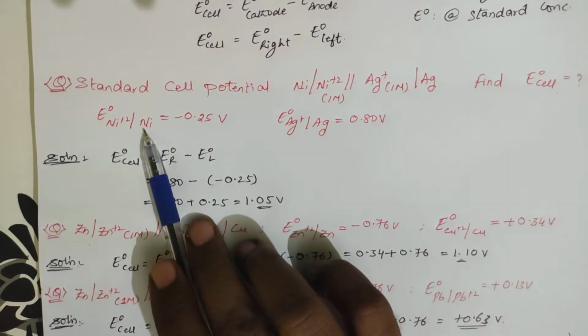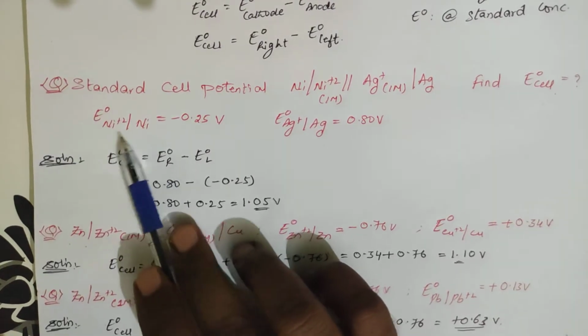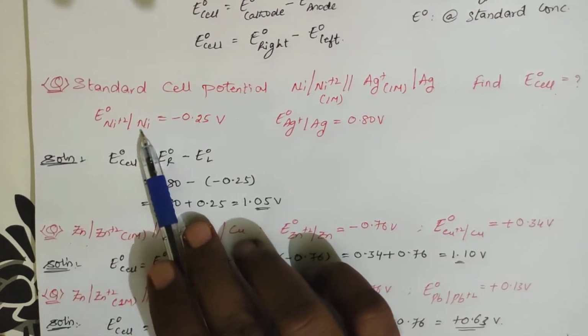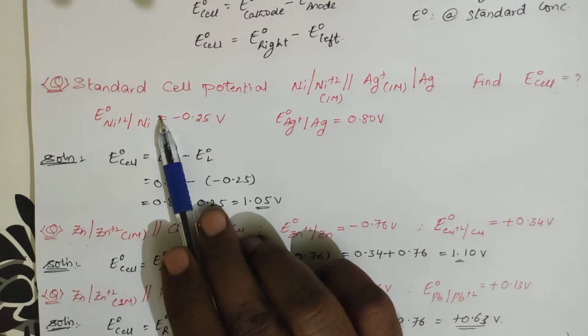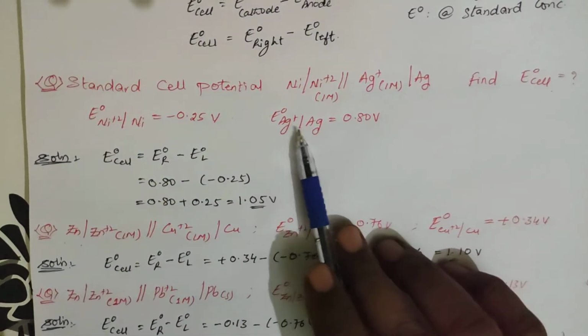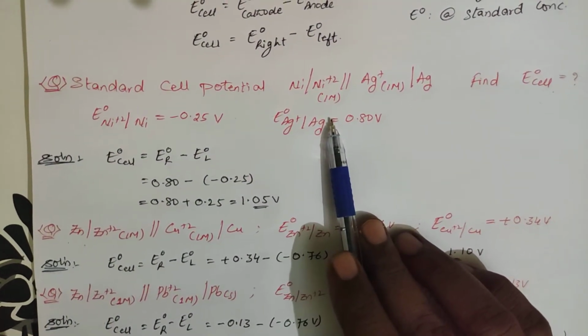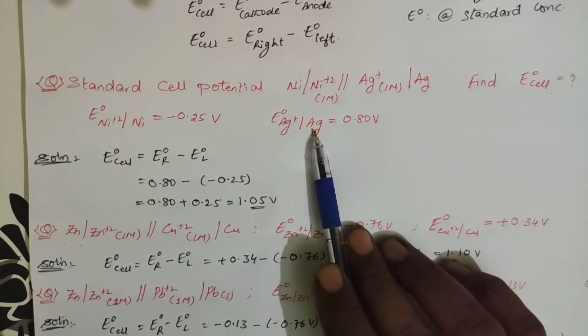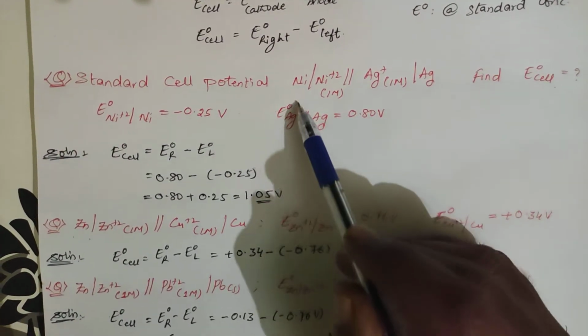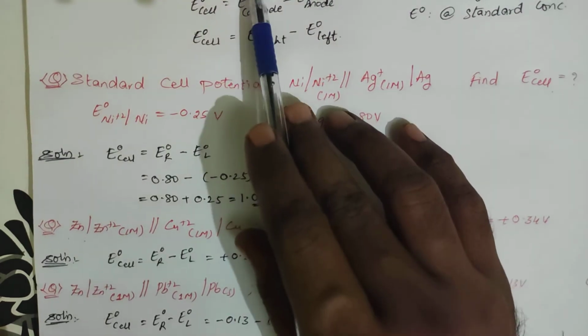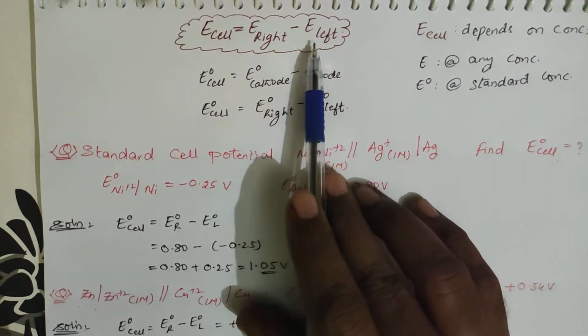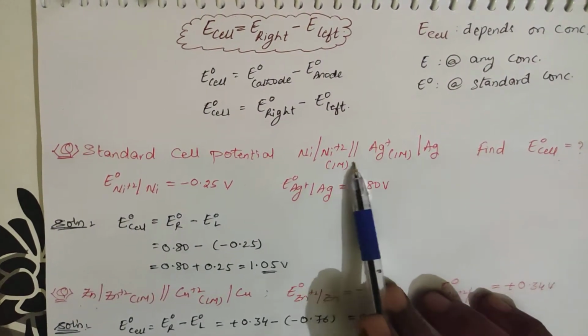See, E naught of nickel they have given. See, nickel plus 2 to nickel. What he has mentioned, reduction or oxidation? Plus 2 to 0. Increased or decreased? Decreased. So it is reduction. Plus 2, 0. What happened? Increased or decreased? Decreased. So this is also a reduction potential. So which is on the right side? This one is on the left side, this is on the right side. So according to the formula, what should you take? E right minus E left.